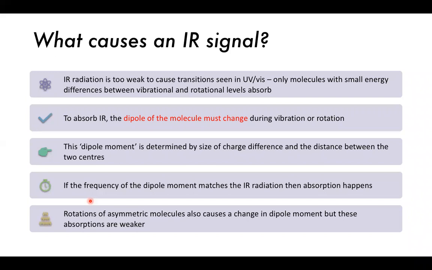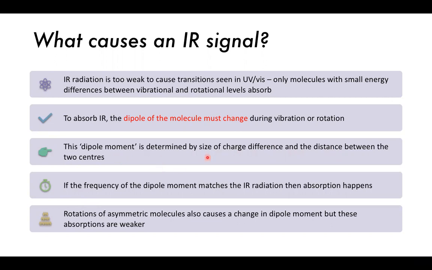So if those electrons are shared unequally between the two molecules, then what can arise is a localized positive and a localized negative part of a molecule. And so that can cause the absorbance, or that can allow the absorbance of IR. So this dipole moment is determined by the size of the charge difference and the distance between the two centers.